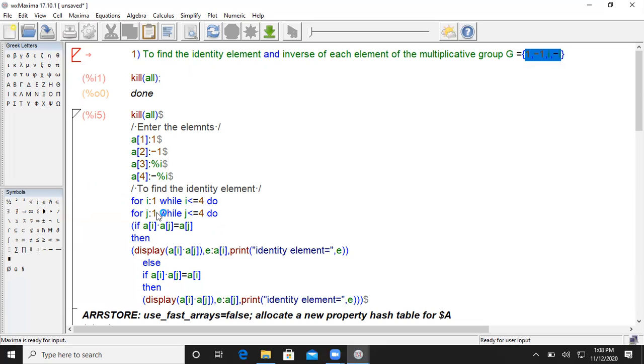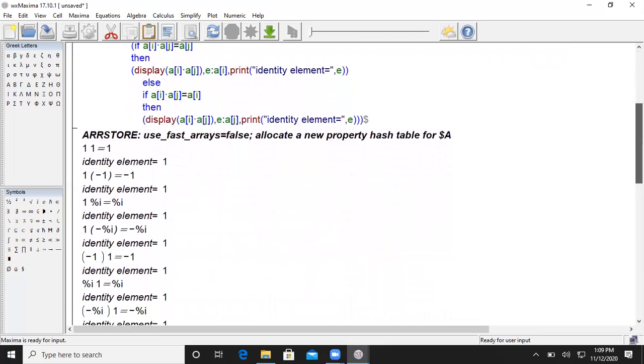Next, for j colon 1, while j is less than or equal to 4. The next syntax is: if Ai star Aj is equal to Aj, then print Ai is an identity element of G. Else, if this does not happen, it goes to the next step. Here, if Ai star Aj is equal to Ai, it will display Aj is an identity. Then we get the output values. These are the output values.